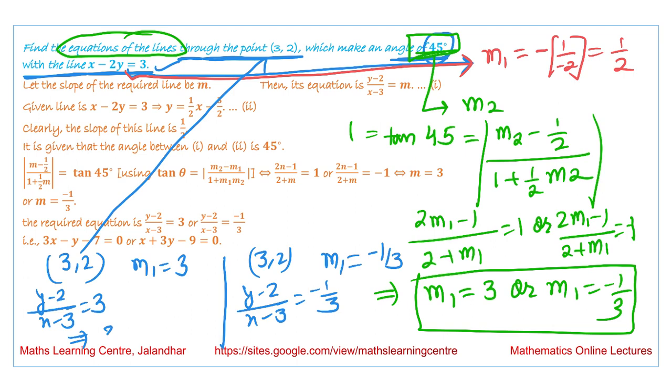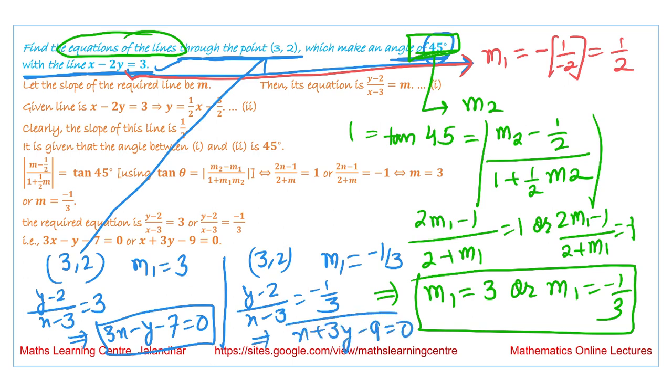So this implies 3x minus y minus 7 is equal to 0, and this implies x plus 3y minus 9 is equal to 0. So these are the two equations that we have. These are the two required lines, and both of these lines make an angle of 45 degree with the given line and they pass through this point. So these are the required equations.